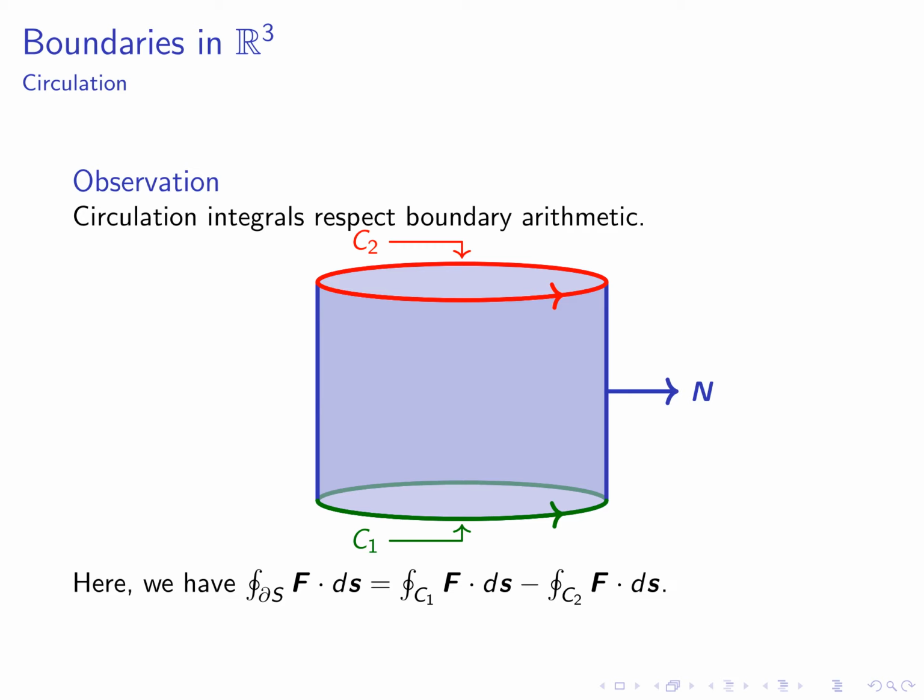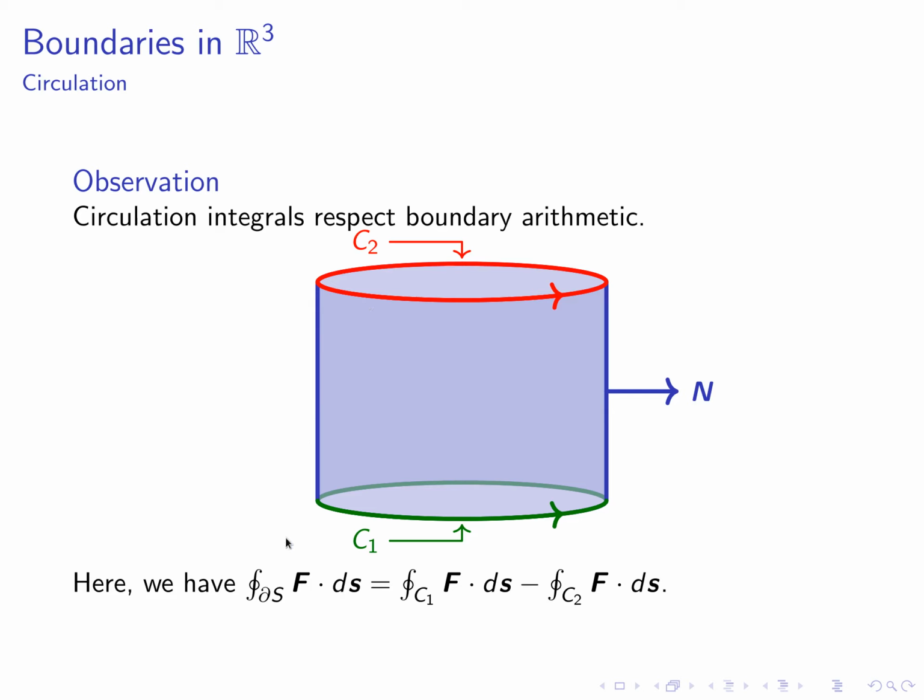And one important thing to note is that circulation integrals respect boundary arithmetic. Since we always assume the positive orientation, we have to account for that positive orientation when we calculate circulation. So here we have the figure from our previous example where the bottom boundary curve had the positive orientation and the top boundary curve had the negative orientation.